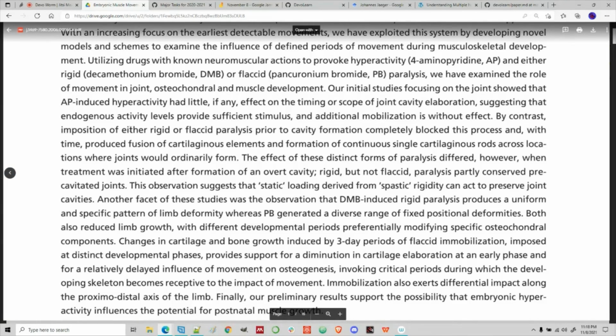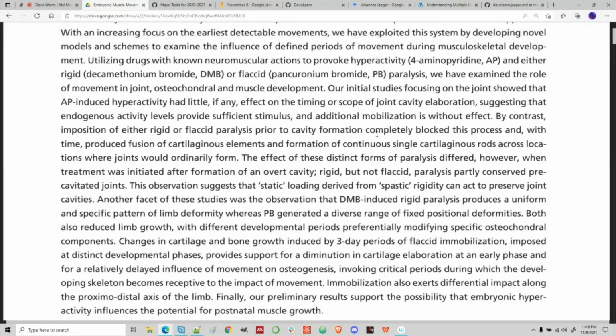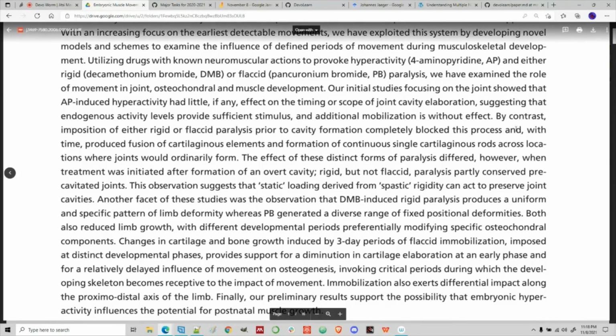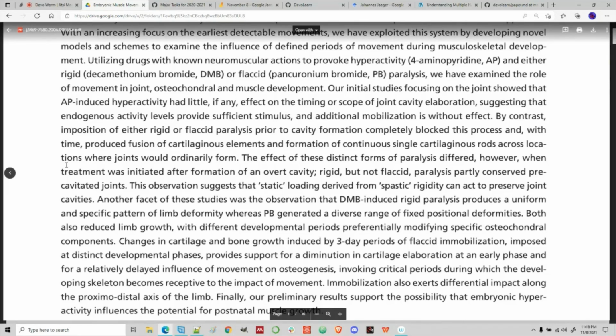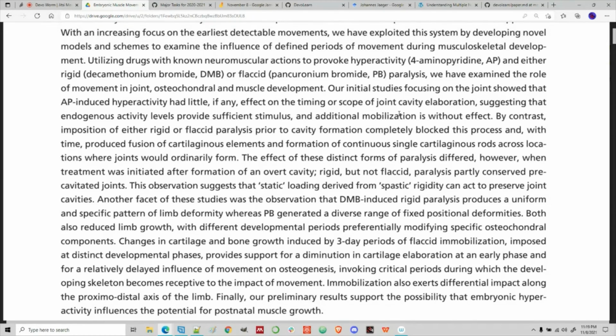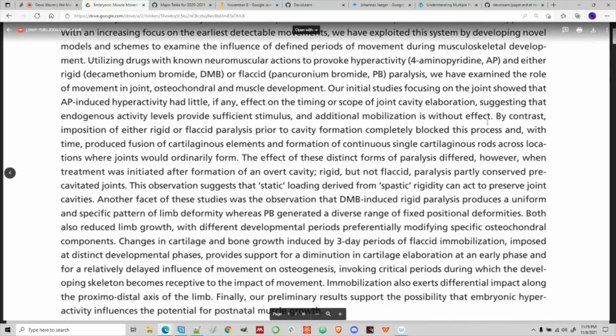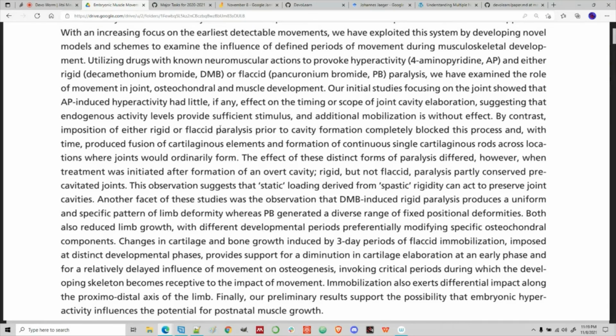By contrast, imposition of either rigid or flaccid paralysis prior to cavity formation completely blocked this process and, with time, produced fusion of cartilaginous elements and formation of continuous single cartilaginous rods across locations where joints would ordinarily form. So this is interesting. When they enhance these movements, it doesn't really have much of an effect. But in this model system, when you suppress the movements, when you impose some sort of paralysis on, say, the muscle, it affects the tissues around the joint, in terms of joint formation.